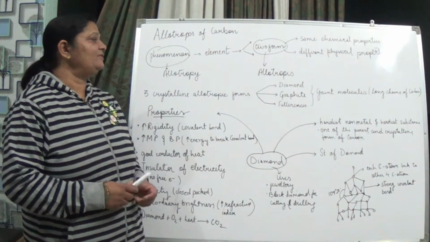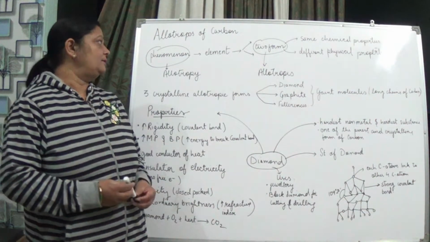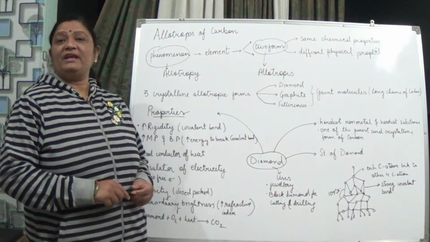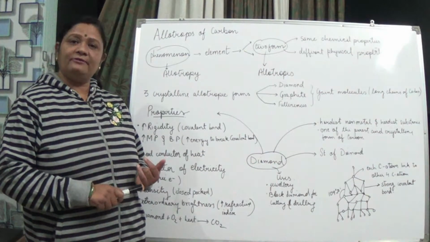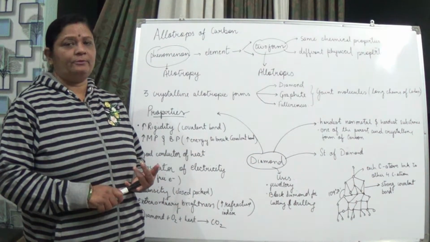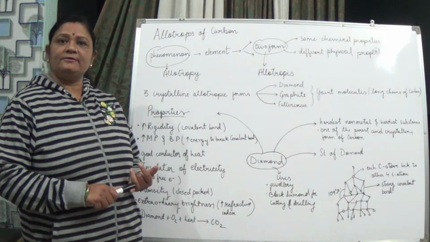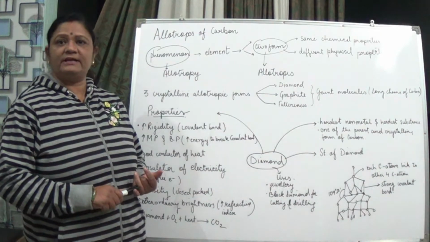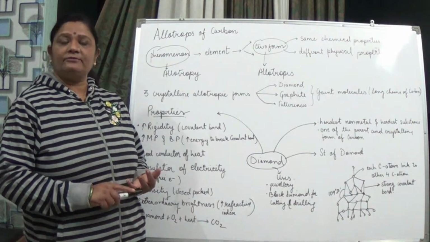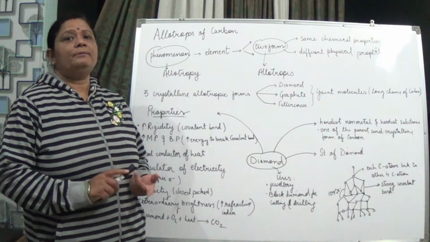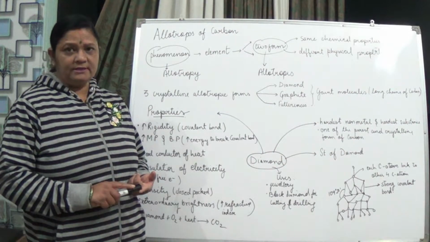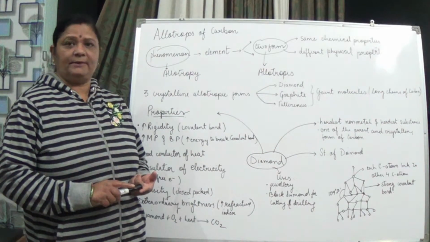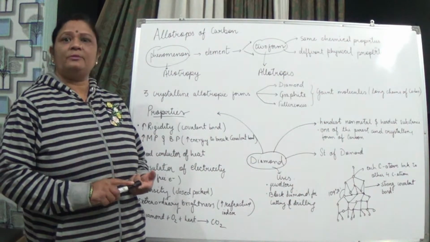Hello students, today we are going to study the occurrence of carbon. It occurs in the free form as well as in combined form. When we say it occurs in the free form, it occurs in the form of allotropes, that is the diamond, graphite, the Fullerene group, basically Buckminster fullerenes consisting of C60, 60 atoms of carbon.